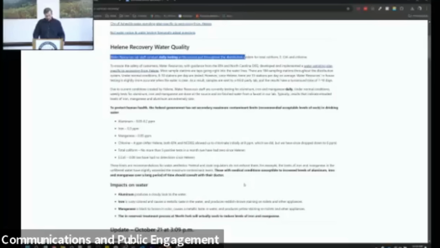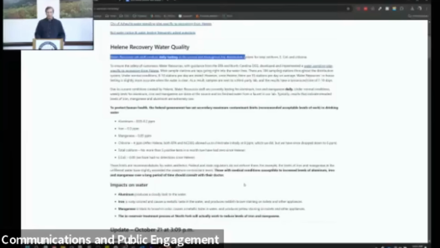A little context on the maximum contaminant limits. These limits are recommendations for water aesthetics. Obviously, clear water is more appealing, cloudy water is not. Federal and state regulators do not enforce them. For example, the levels of iron and manganese in the unfiltered water that we've sent through our distribution system have slightly exceeded the MCLs, and our regulators are completely aware of that.